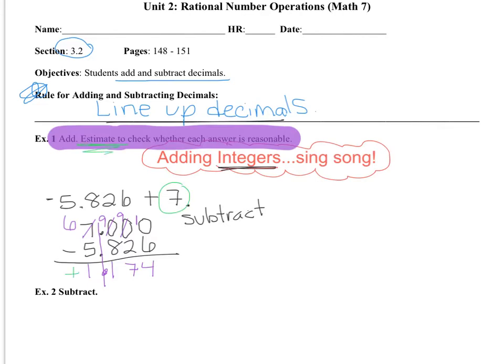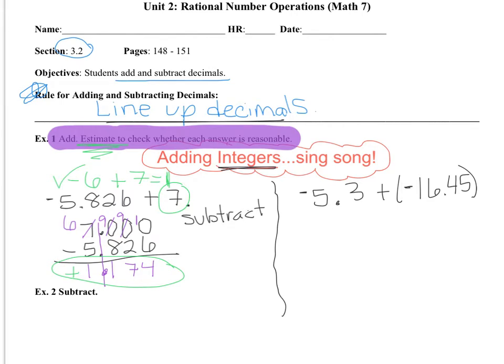Also in the directions it told us to estimate to make sure we were on track, because it's really easy if you don't get your decimals just right to be way, way off. So if I just look at my original problem, I know that this is close to -6 plus 7, and when I have a -6 plus +7, I would have a +1. So that's what I'm going to do to check my answer, is just round them and see if we're close. And +1 is pretty darn close to what we got for our answer. So good work.